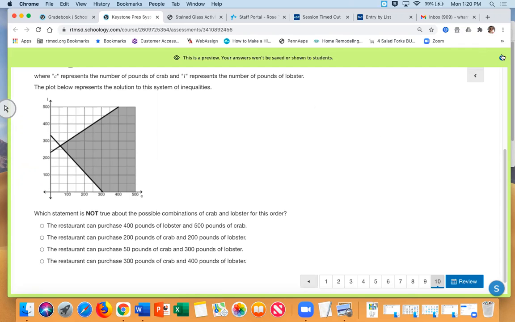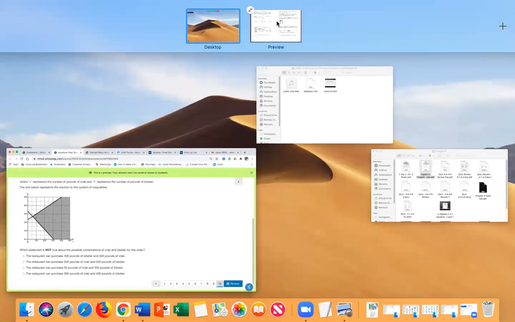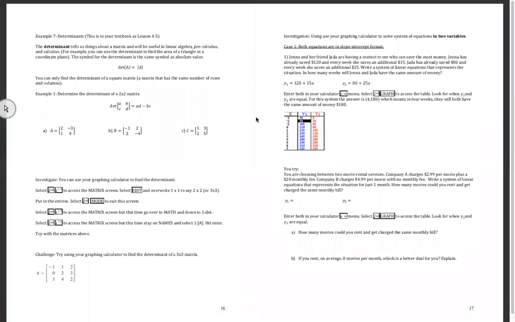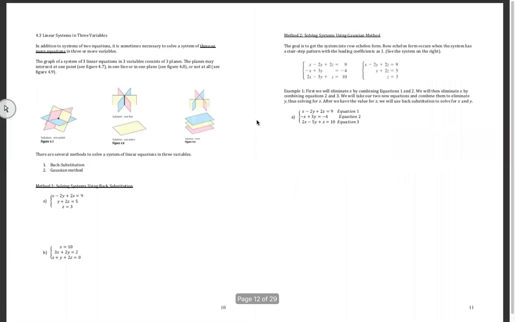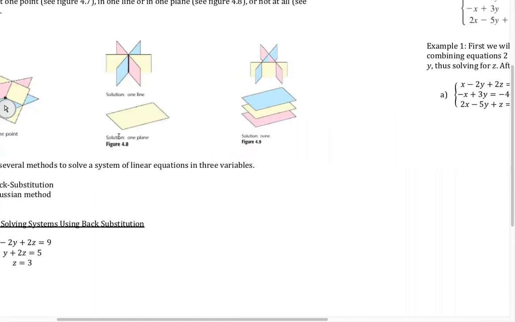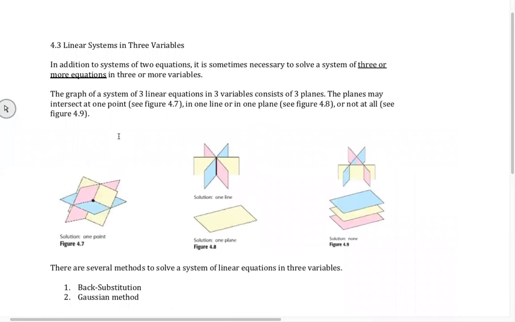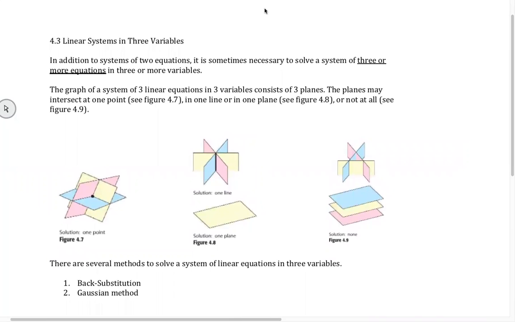All right. So there you go on that. Now it's time to get out your notes. And it's about to get real. So I need you guys to open up to 4-3. And we'll go from there.